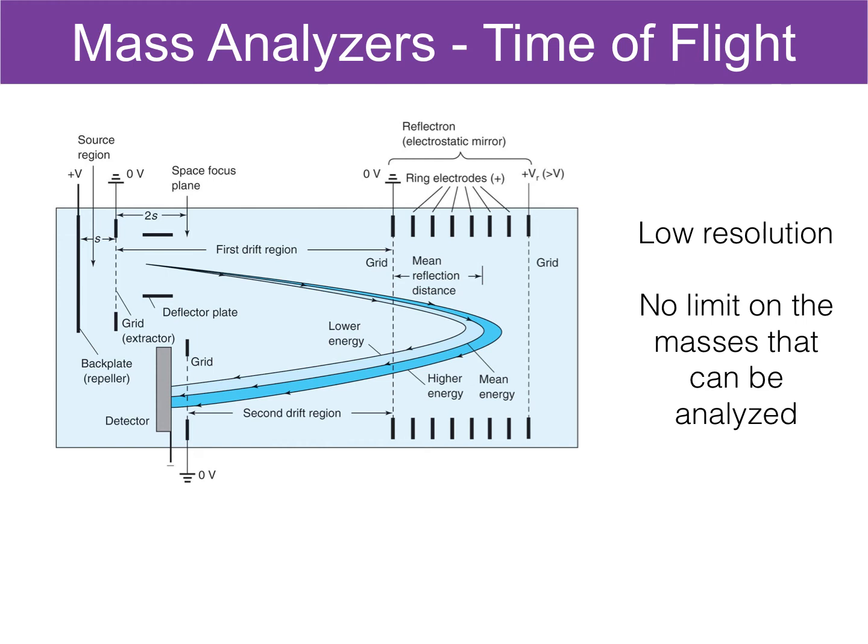Another type of mass analyzer is a time of flight. The time of flight is really low resolution. We don't know the masses that come through the time of flight very well at all, but there's no limit on the masses that we can analyze. So this means that time of flight can get used for really heavy things like proteins.